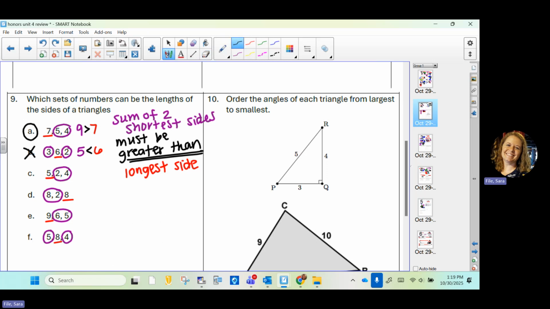So you go through and check all of these. So that sum is 6, 10, 11, and 9. And then I'm comparing that to 5, 8, 9, and 8. So for all of these, the sum of the shorter sides is greater. So all of them work except B. B is the only one in this list that does not form a triangle. It doesn't meet this rule.